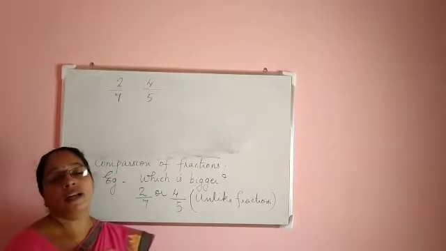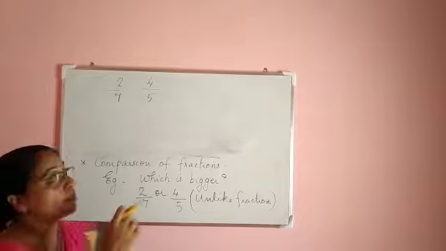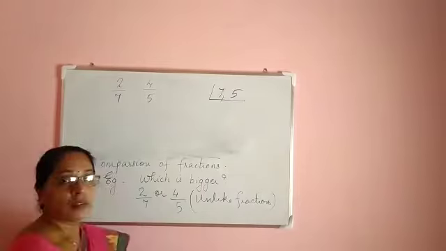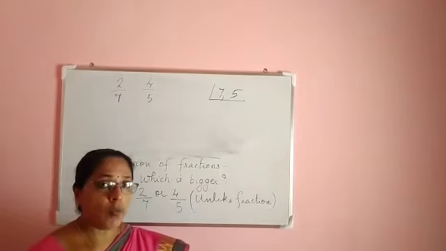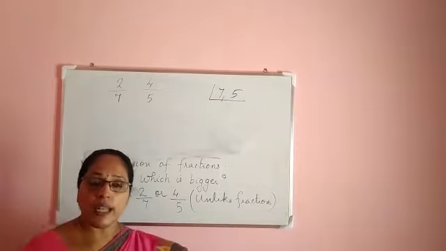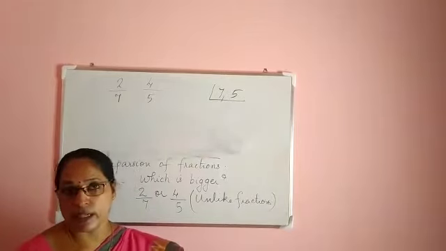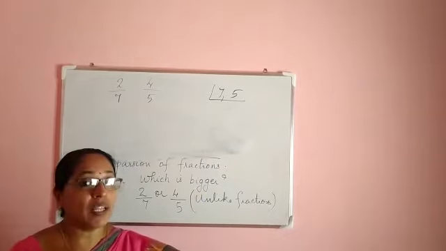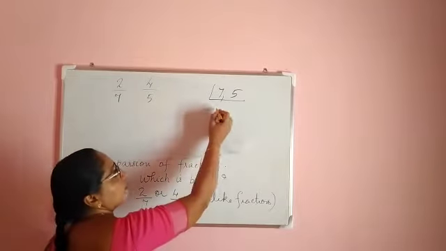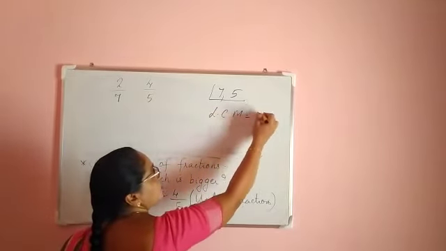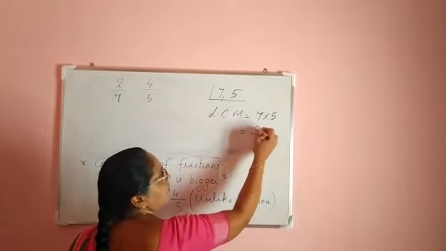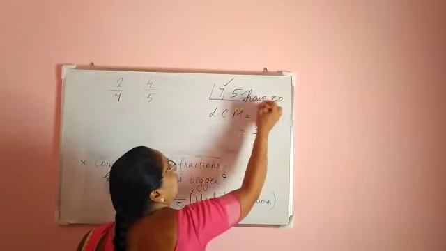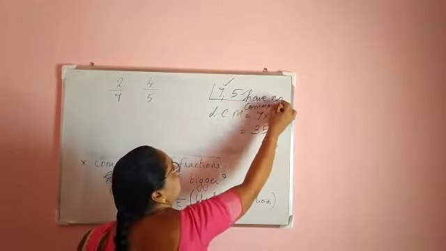Okay, in earlier classes you have learned the concept of LCM. Take the denominators 7 and 5. Do they have any common factors? What do you mean by common factors? Do they come in any of the same multiplication tables? 7 and 5, they won't come in any of the same tables. So they do not have any common factor. When they don't have a common factor, LCM is equal to 7 into 5, which is 35, because 7 and 5 have no common factor.